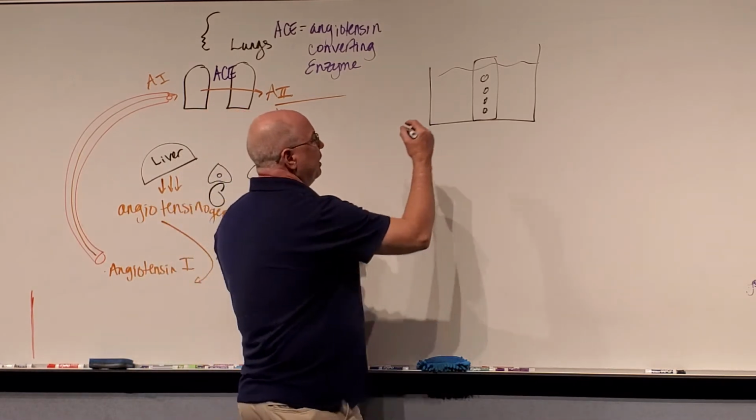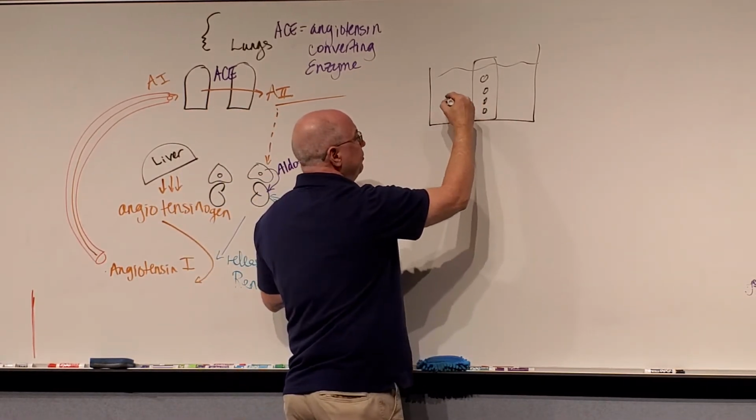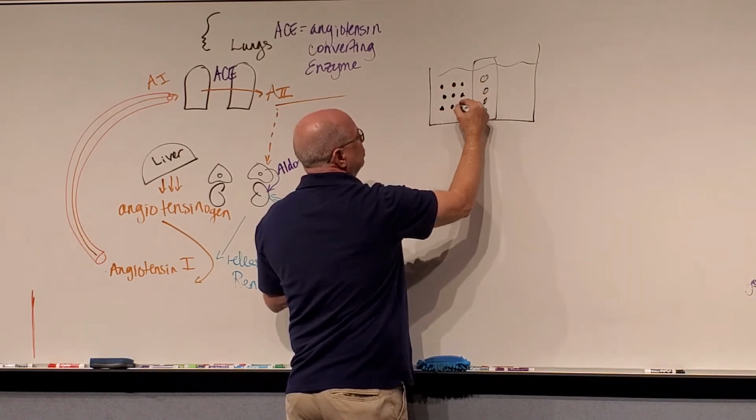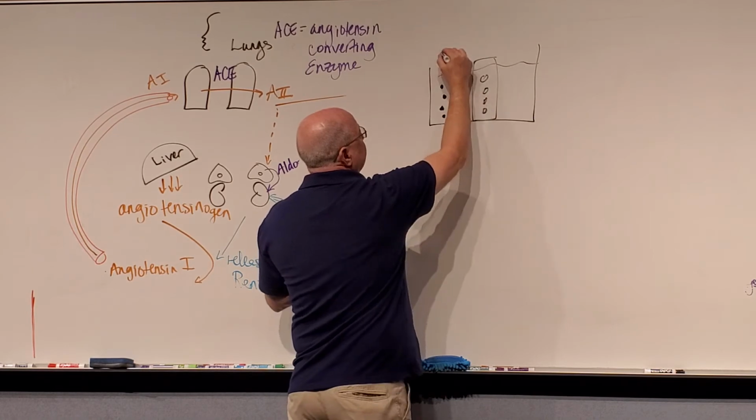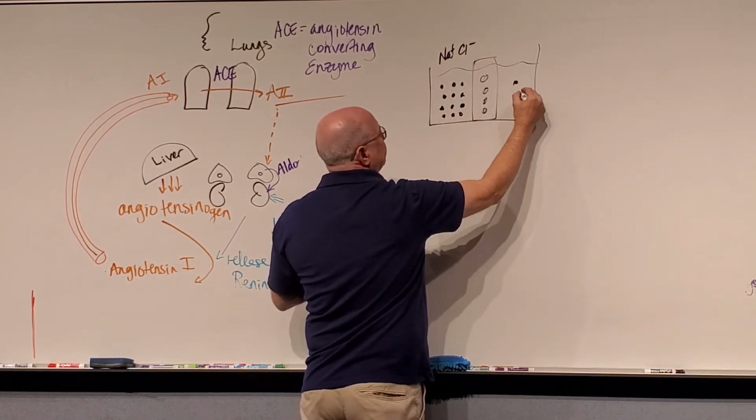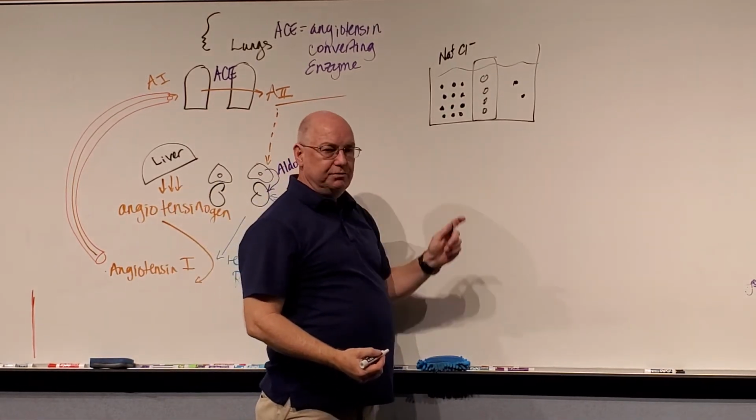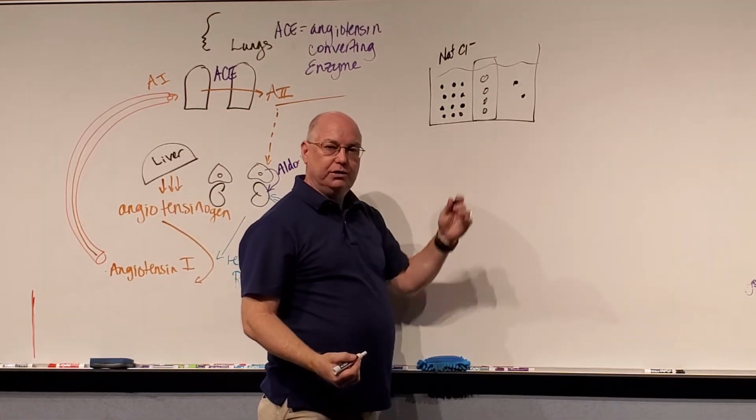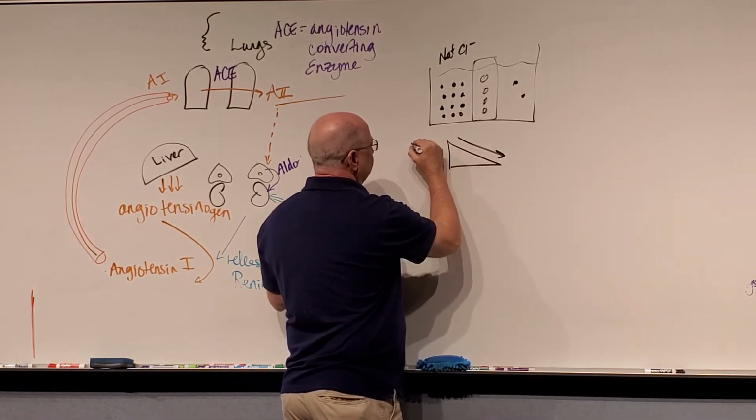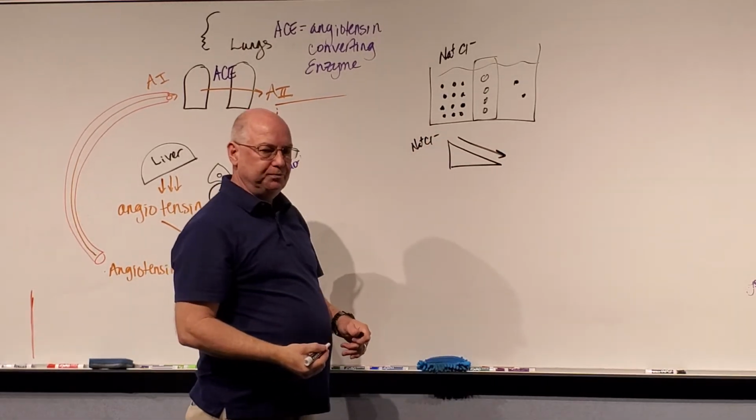So if I have two areas of solution separated by a semi-permeable membrane, let's say one side has a very high salt concentration. Let's say this is sodium and chloride, and the other side has a low salt concentration. If salt can cross the membrane, it will. Diffusion will occur, and it will go from the area of high concentration of salt to an area of lower salt concentration.